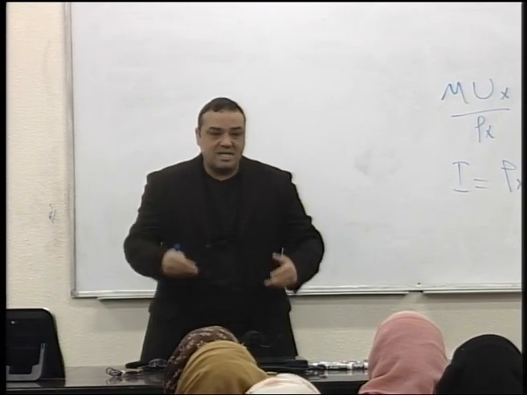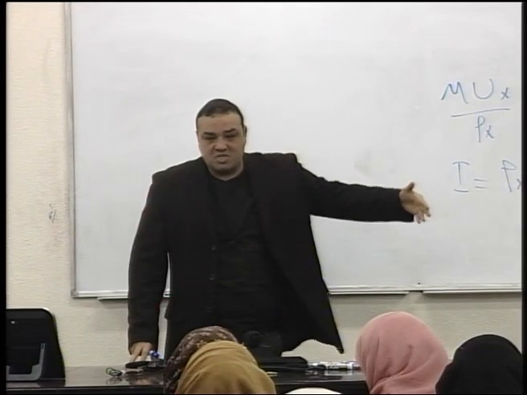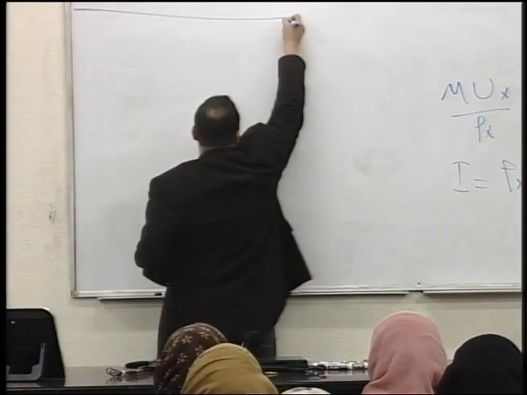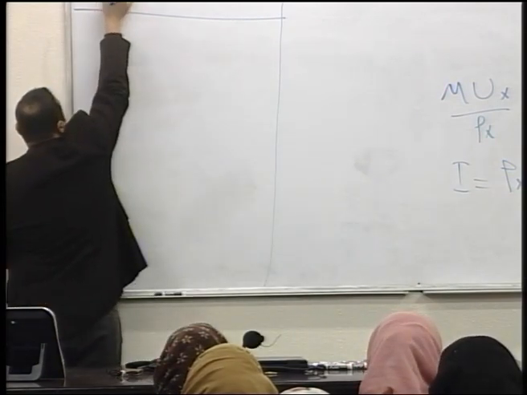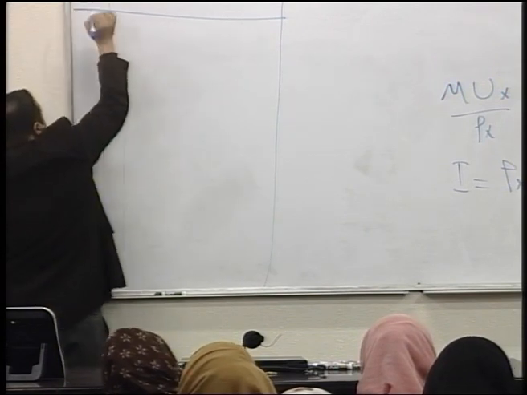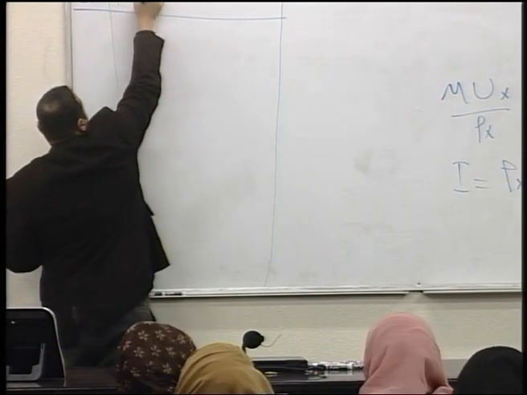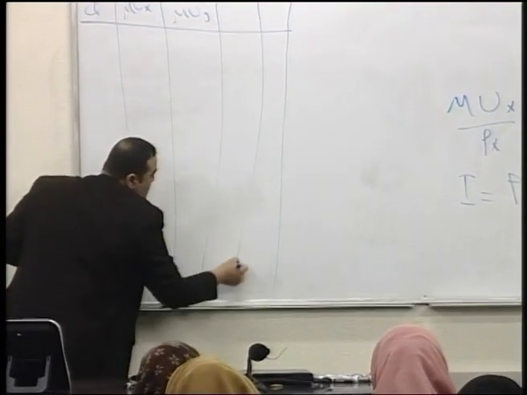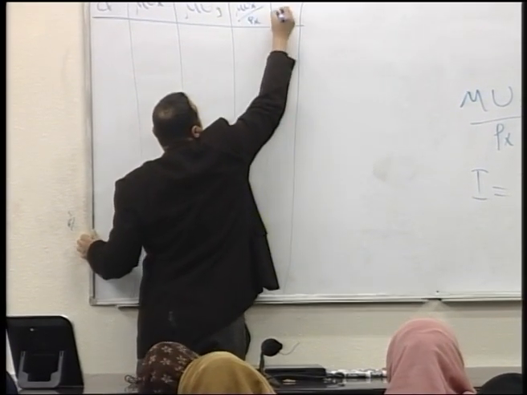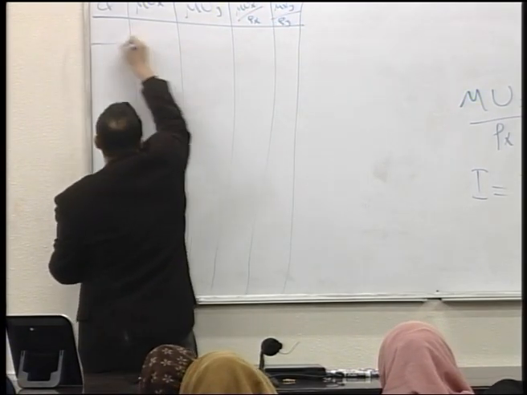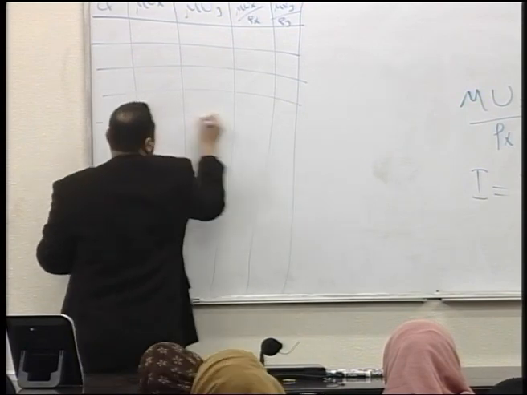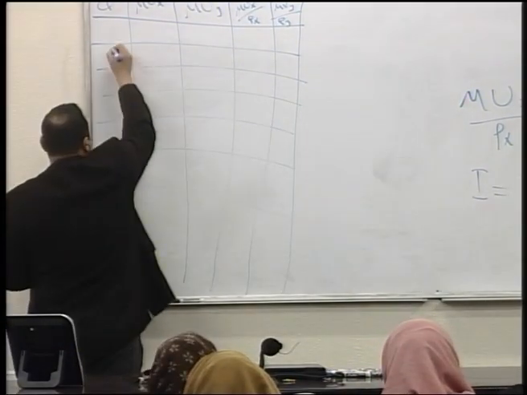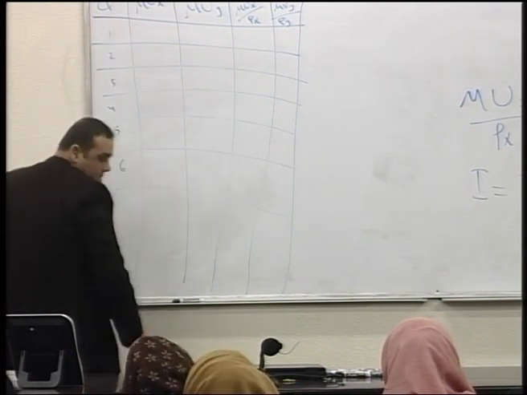Let's have another example, and then we have some other questions related to this point. So let us assume that we have the following data about a consumer: the quantity consumed of X and Y, the marginal utility of X, the marginal utility of Y, MUX over PX, and MUY over PY, for quantities 1, 2, 3, 4, 5, 6.